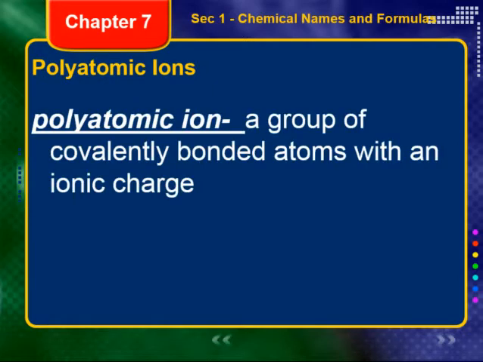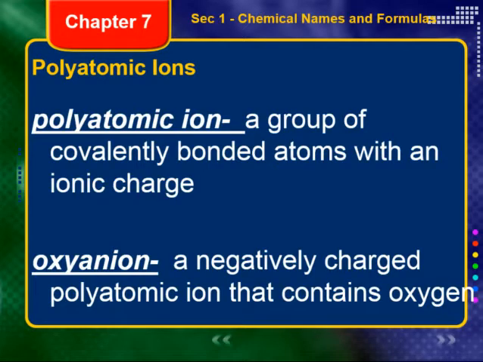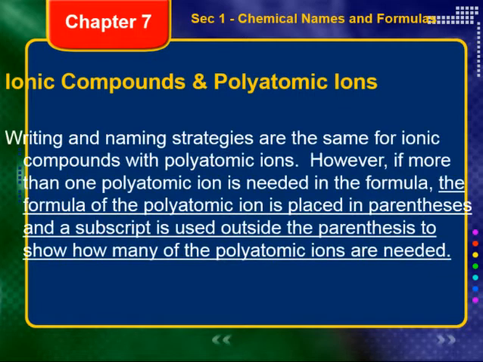Moving on to polyatomic ions. A polyatomic ion is a group of covalently bonded atoms that have an ionic charge. Here's another one, oxyanion. It's not that difficult. It's a negatively charged polyatomic ion that has oxygen, oxyanion.